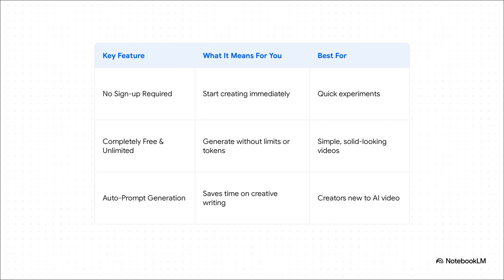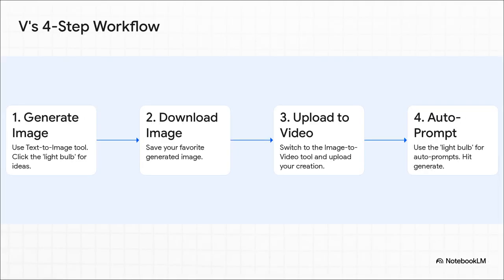Oh, and the auto prompt feature, that is an absolute game changer if you're new to all this. It basically does the creative writing part for you. So cool. And the workflow, it honestly couldn't be any easier. Okay, step one, you generate an image. If you're drawing a blank, just click the little light bulb icon, it'll give you some ideas. Found one you like? Great, download it. Then you just switch over to the video tool and upload that image. Hit that light bulb icon again for an automatic prompt, click generate, and boom. It's a super simple 4-step process that takes just a few seconds.